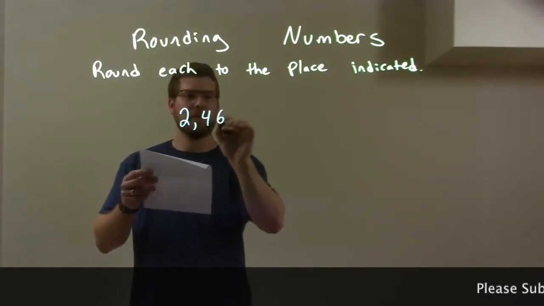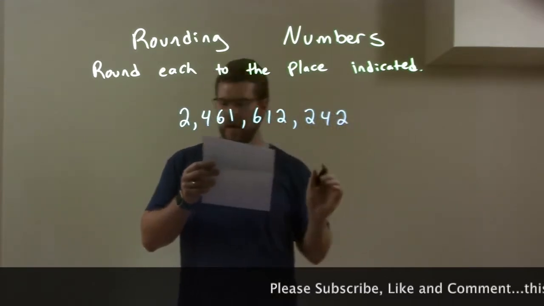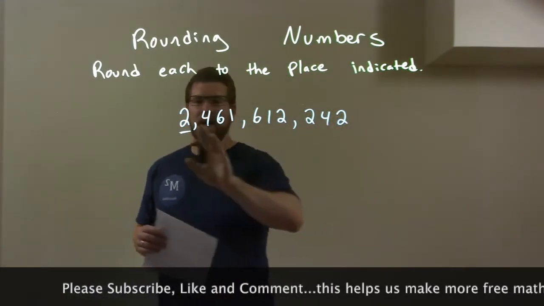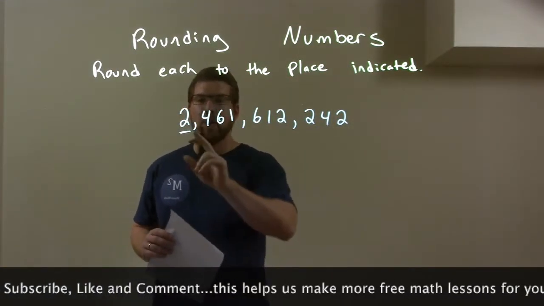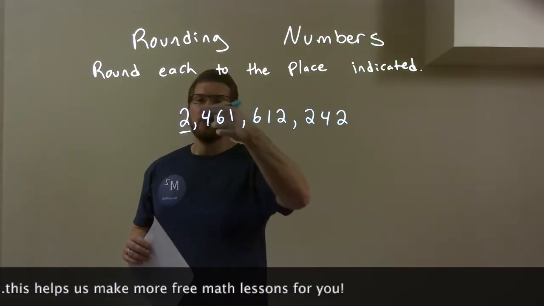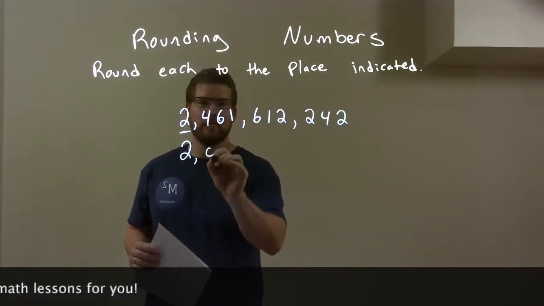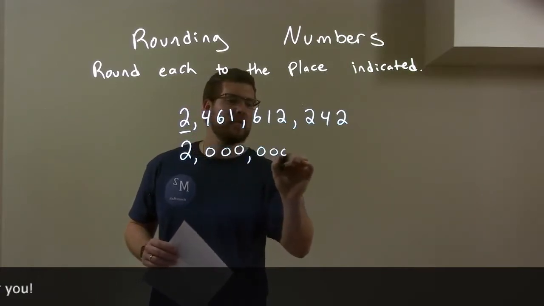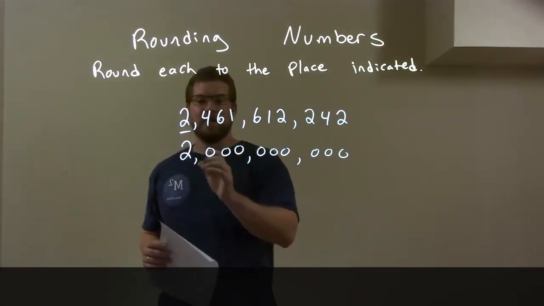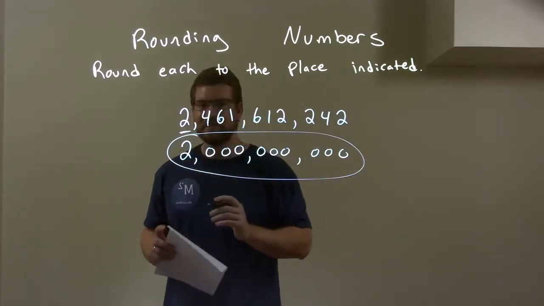2, 4, 6, 1, 6, 1, 2, 2, 4, 2. And we are rounding at this first 2. So I kind of ignore everything else. I just look at this 2 and the number just to the right of it. Well, the number just to the right is a 4. Since that 4 is between 0 and 4, we round downwards, keeping this 2 the same, and the rest just becomes 0. So we actually have a 2 followed by nine zeros as our answer.